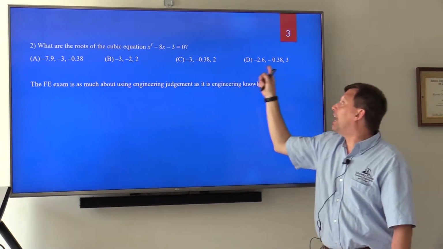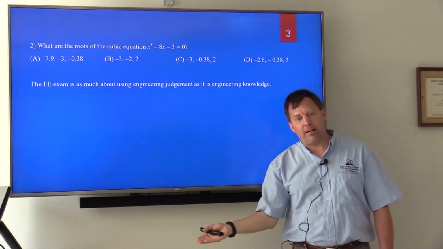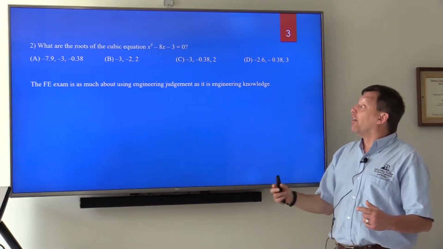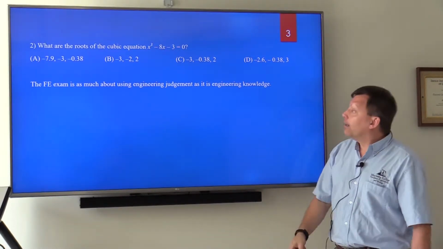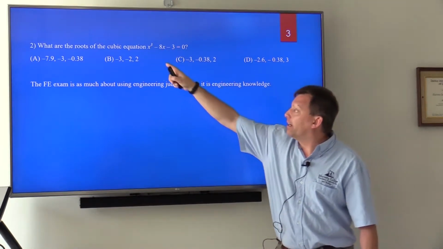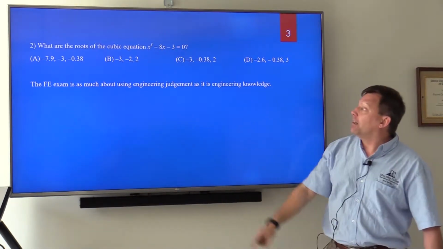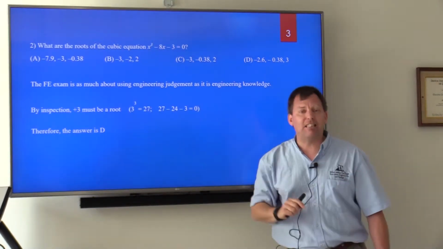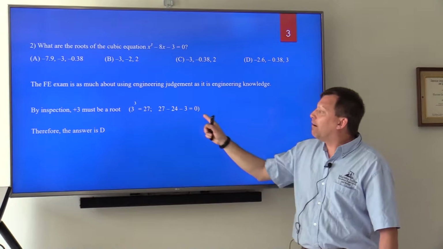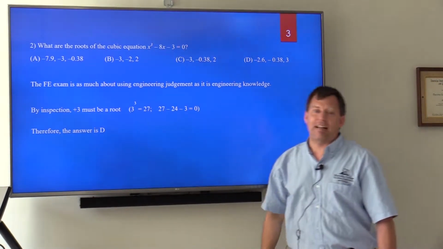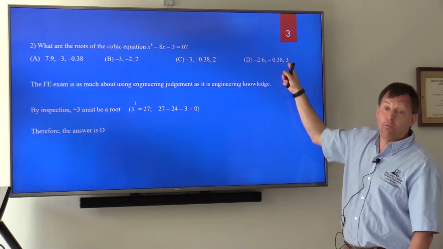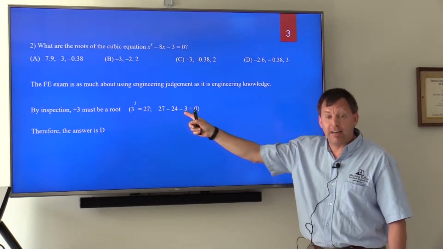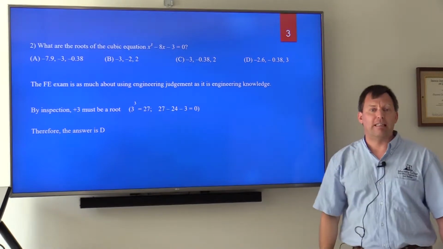All four answers have the number 3, either plus 3 or minus 3. So they're practically telling you that 3 is a root. Now you go back to the original equation here. Obviously you have an x cubed with 2 minuses in here. Given the fact, by inspection, 3 must be a root. So when you put 3 in there, you can figure out that the answer is D. And there's only one of the multiple choice answers that has a positive 3. So pretty much once you know that 3 is a root, you can look at D.